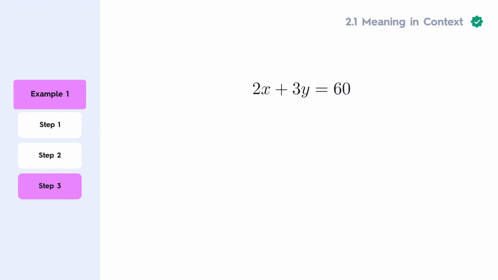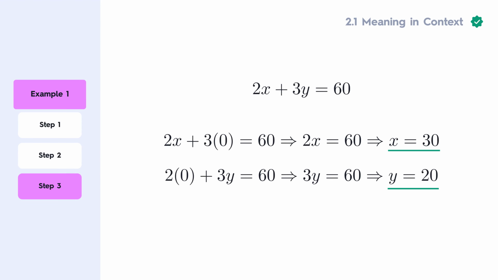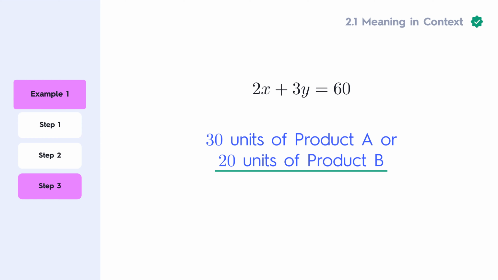If the company only produces product A, we should set y to 0. Here, we can see that the company can produce 30 units of product A in 60 hours. On the other hand, if the company only produces product B, we should set x to 0. Here, we can see that the company can produce 20 units of product B in 60 hours. We've found that the company can either produce 30 units of product A or 20 units of product B in the 60 hours they have available.